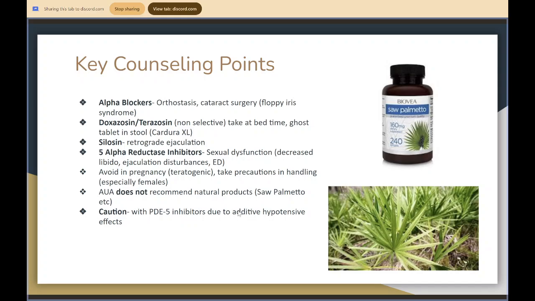So some counseling points. On the right side, you'll see a bottle for saw palmetto, and that is the plant to the right. The American Urology Association does not recommend natural products such as saw palmetto. With alpha blockers, we worry about orthostasis as well as the cataract surgery. Doxazosin and terazosin, which are non-selective, we take at bedtime. And we have to counsel the patient about the ghost tablet in stool.